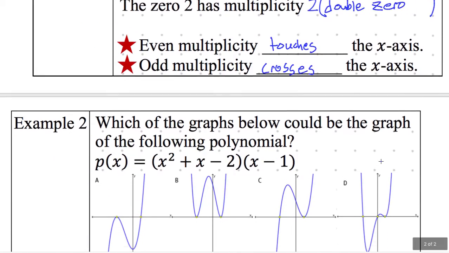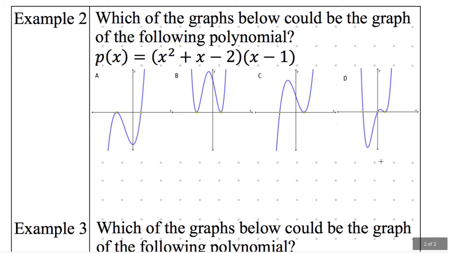Okay, so let's go to example 2. This is where we apply all of the knowledge that we've gotten from the first side of the sheet of our notes, and then we can actually graph these guys. So which of the following graphs could be the graph of the following polynomial? We have x squared plus x minus 2, that times x minus 1. Well, it's the same process as before. We need to factor this guy, set it equal to 0. We need to find the x-intercepts. That's the first step. So I need to factor this thing.